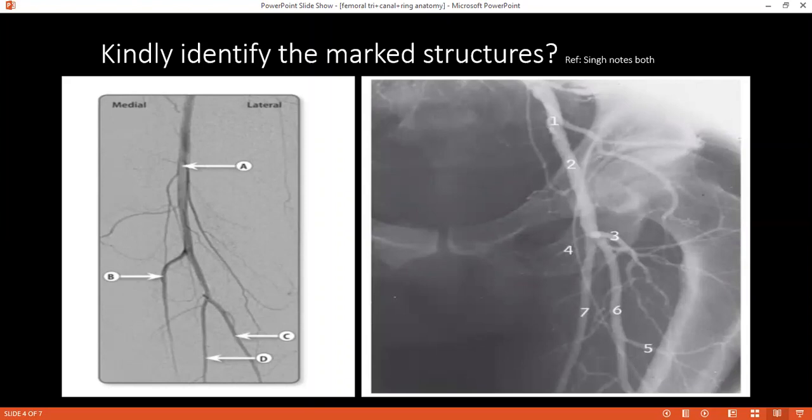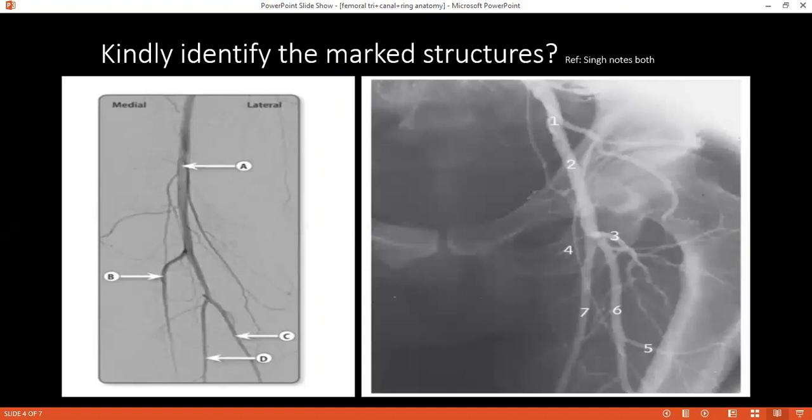Why is it called the adductor canal? What are other names for the adductor canal? Can you name 2 other names? Or how many names can you name? No. It is also called subsartorial canal or Hunter's canal.